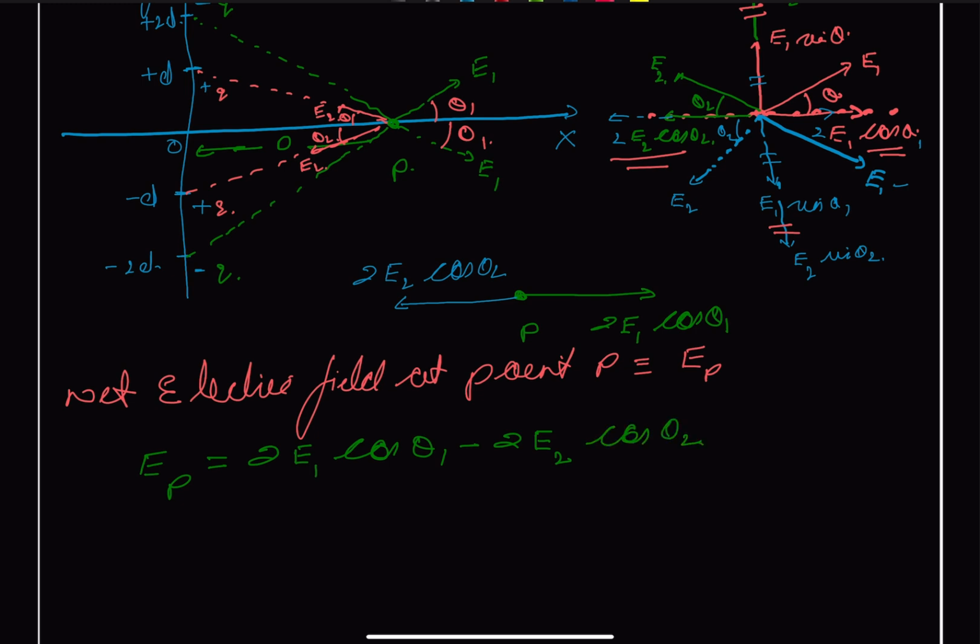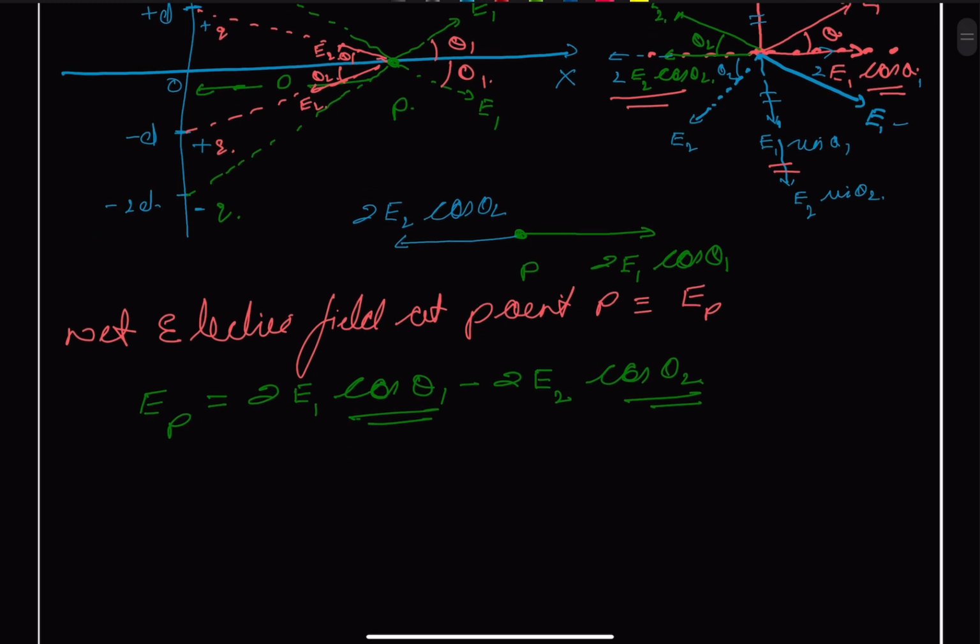Cos of theta 2. We can easily find our cosine function of theta 1 and theta 2, because this is nothing but a right angle triangle. Therefore, cos of theta 1 will be equal to d over the distance between the origin and the point, which comes as the square root of d square plus small d square.